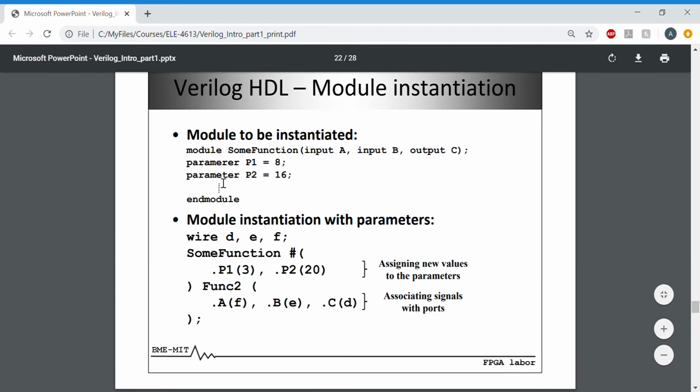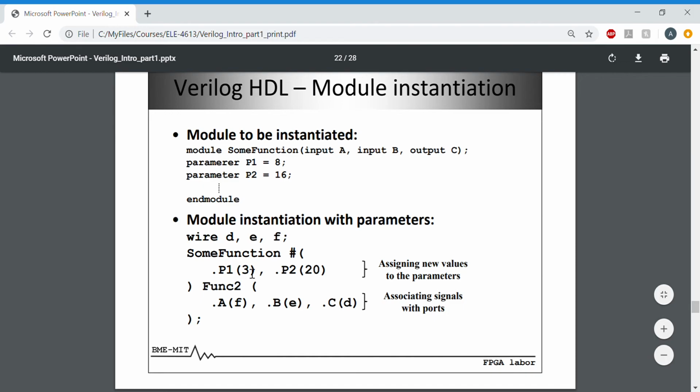The module to be instantiated, that's another example with parameters. So here you have some function that has 3 ports and 2 parameters. So you want to change the value of the parameter. In the definition, you will say P1 is equal to 8 and P2 is equal to 16. Once you are instantiating this module in some other module, you are deciding, I want P1 to be 3 and P2 to be 20. And I'm connecting A to F and B to E and C to D. You do what you want.